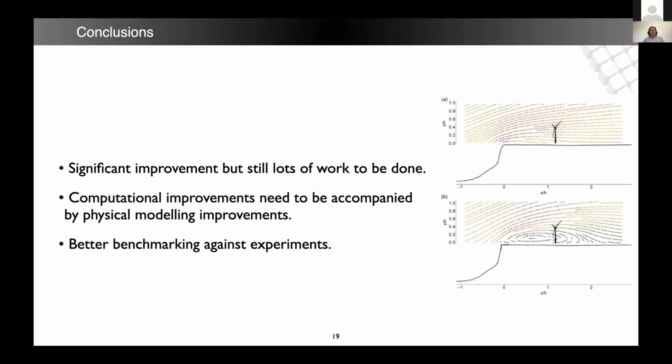So conclusions, I would say that we have done significant improvements, but there is still lots of work to be done. One of these areas where there is still lots of work to be done is the GPU implementation. I would say that computational improvements are needed, but they also need to be accompanied by physical modeling improvements, and we have very little resources for the physical part in EoCoE from my point of view. And it is important to benchmark these results against experiment. And also, I would like to say that the experimental data is quite scarce in cases for complex terrain.